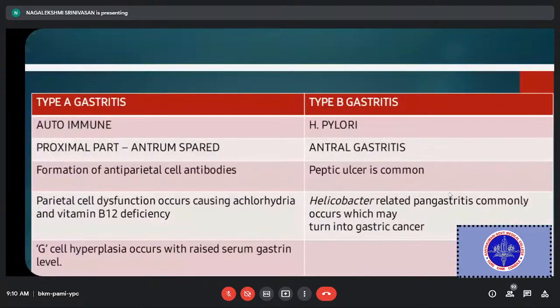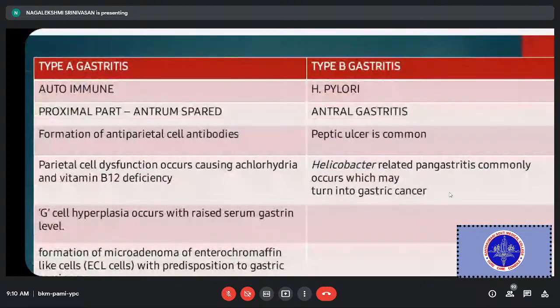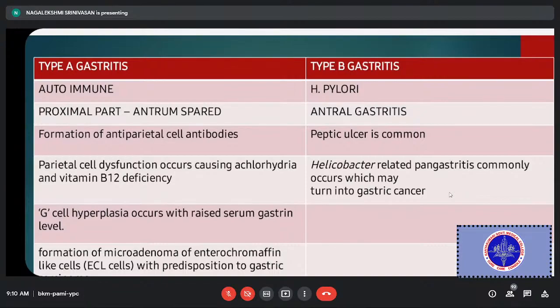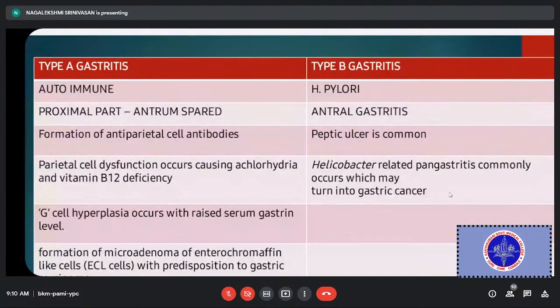There are two types of gastric ulcer, type A and type B. Type A is an autoimmune disease, and usually it affects the proximal part. The antrum is spared. There is formation of antiparietal cell antibodies. That is the basic pathology behind this. What happens is parietal cell dysfunction occurs, and that causes achlorhydria and associated vitamin B12 deficiency.